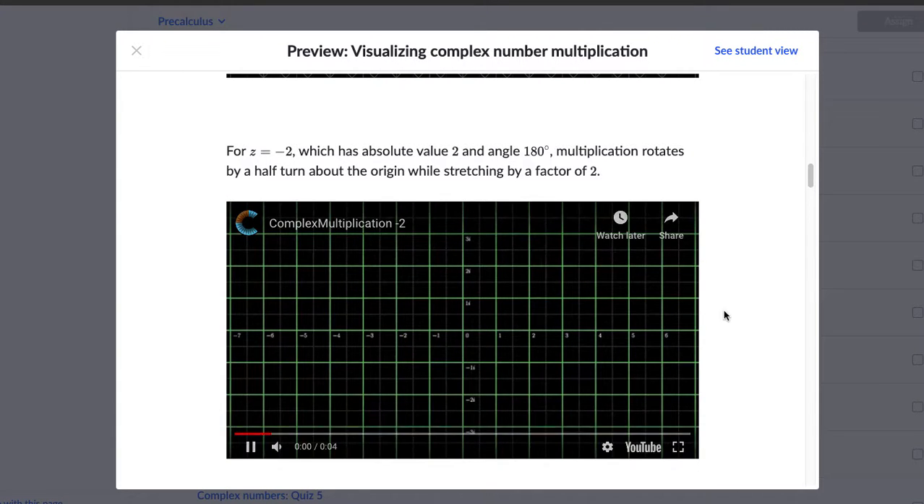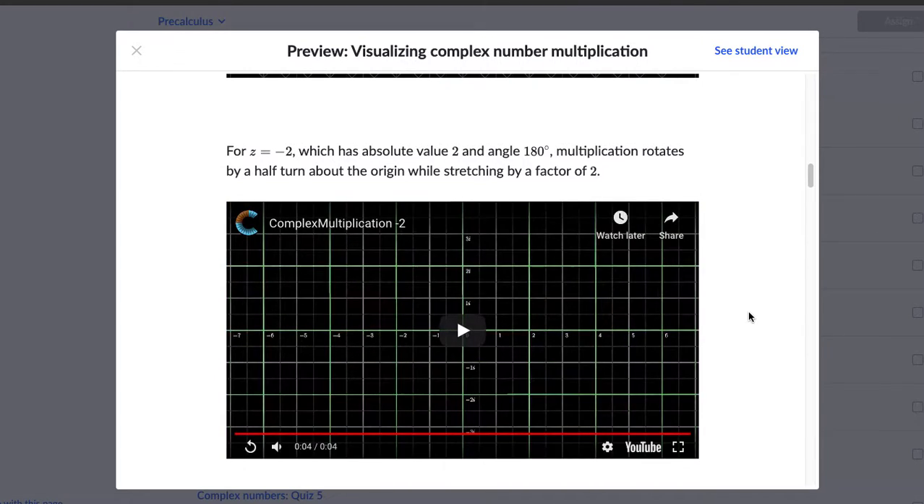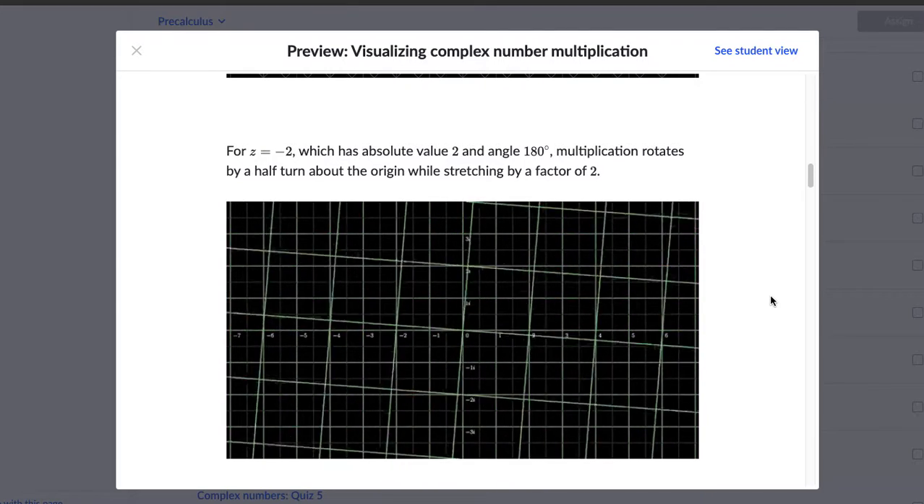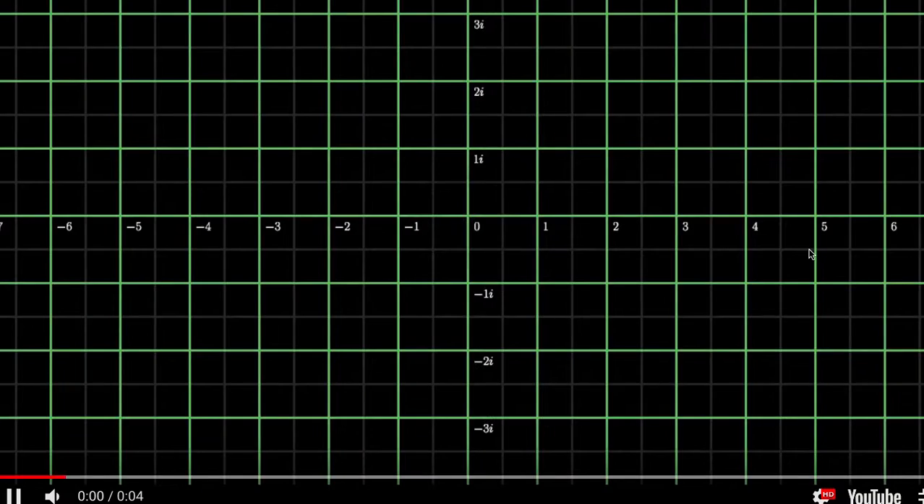Again, it's really cool to think about. You've been multiplying by -2 your whole lives, but you never saw a geometric representation of what's happening on the complex plane. It's trippy, right? It's so cool. We can put it full screen.